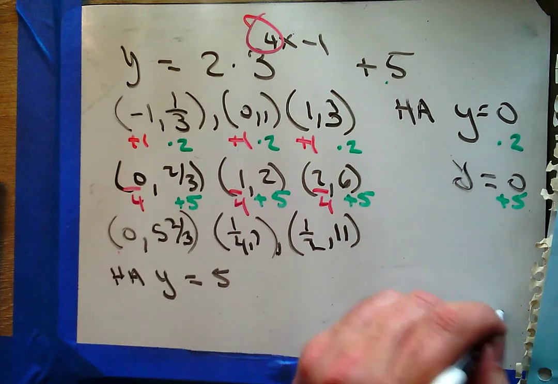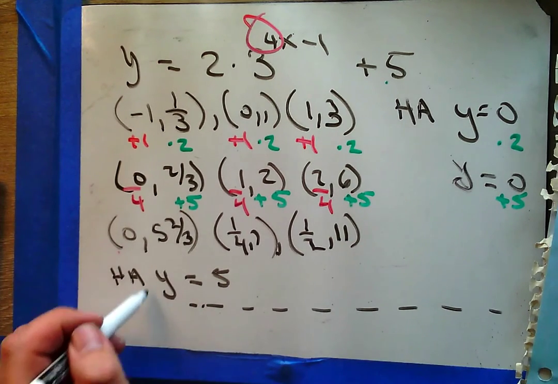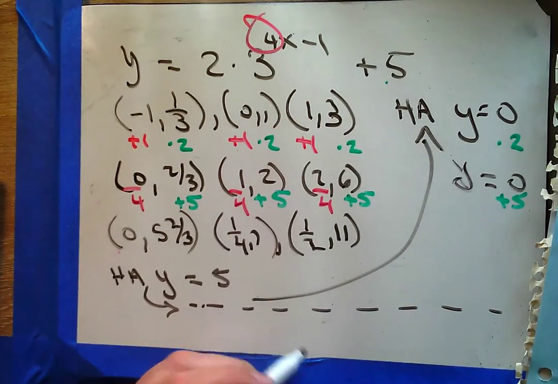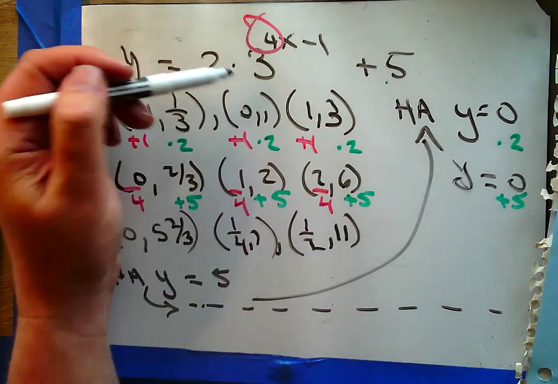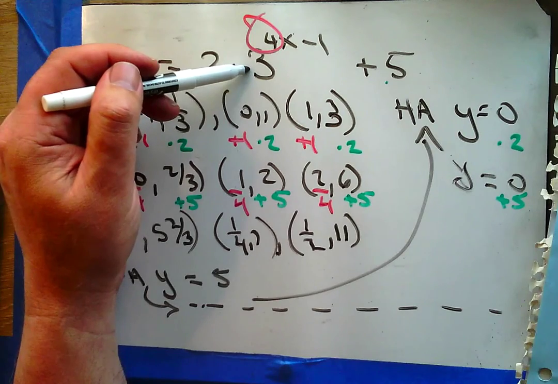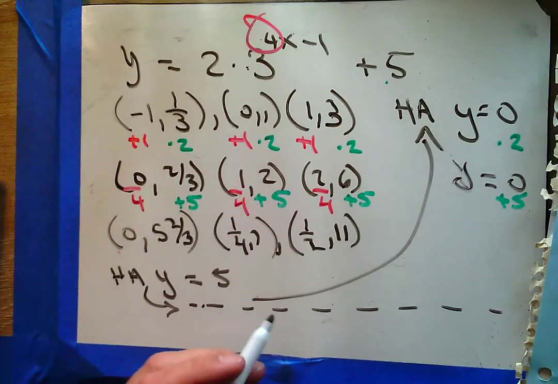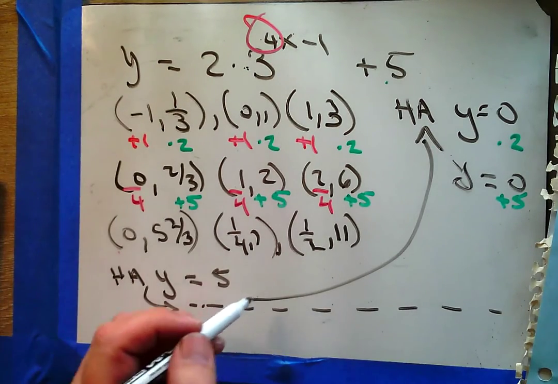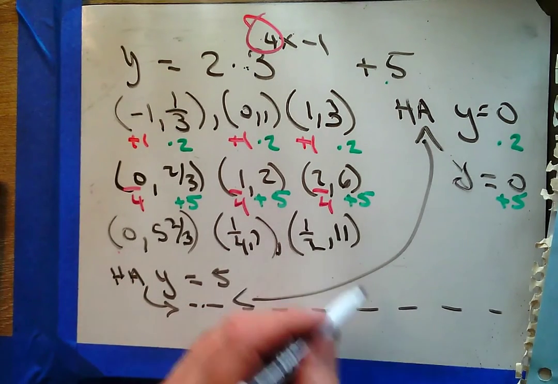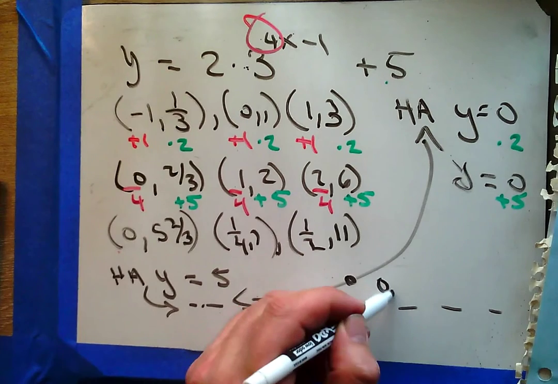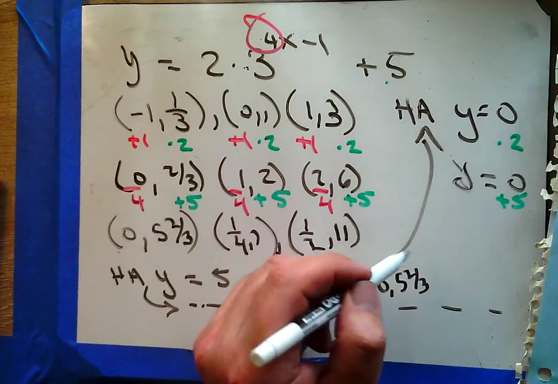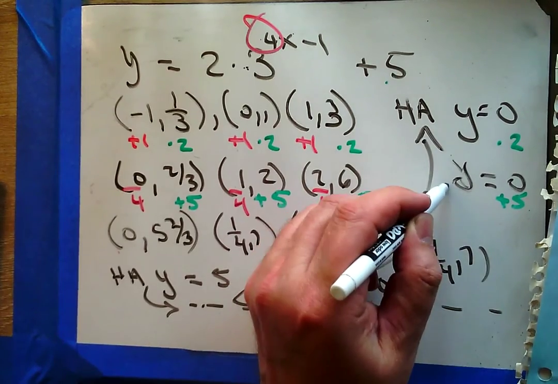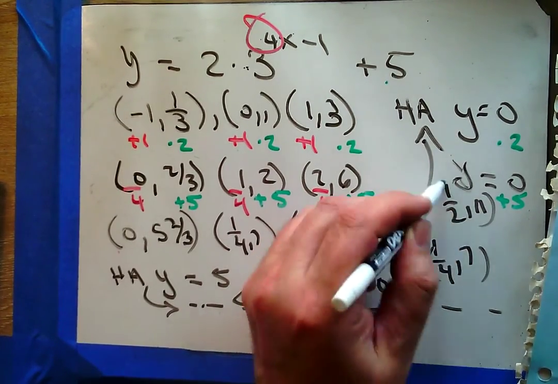So my graph, there's the horizontal asymptote, y equals 5, and it does this. It's an exponential growth curve. I know that because the base is bigger than 1, and there's a positive here. So I'm going to label my points. This will be 0, 5 and 2/3. This will be 1/4, 7, and this will be 1/2, 11.